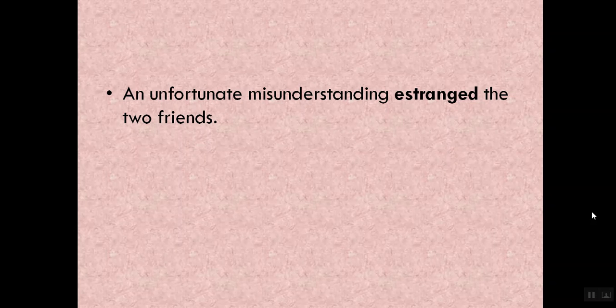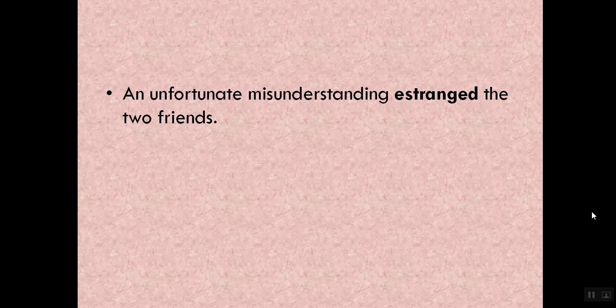So we have two context clues, and they are very powerful here. Unfortunate and misunderstanding. What happened after the misunderstanding? The two friends estranged. So they become, what do you think? After being friends for a long time, they estranged.